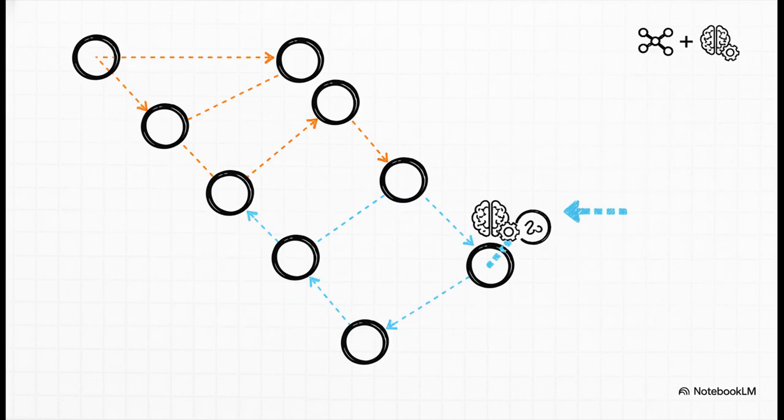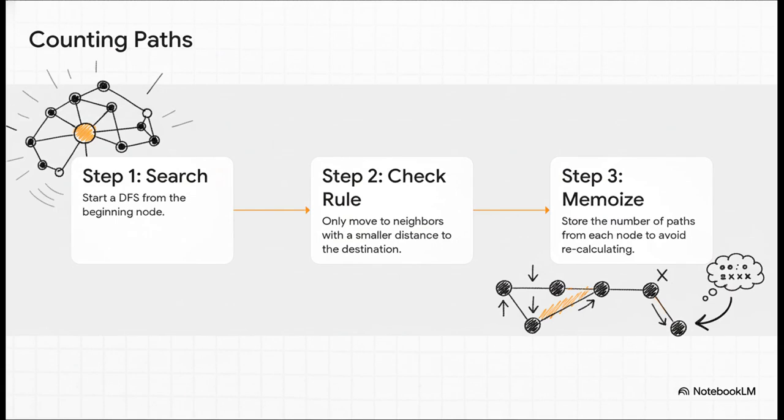Okay, on to our second tool. Now that we have our new one-way system, we need an efficient way to count the valid paths. And for this, we're going to use a depth first search, or DFS, and then we're going to supercharge it with a technique from dynamic programming called memoization. So here's how that works.